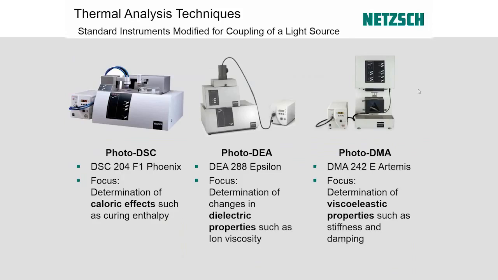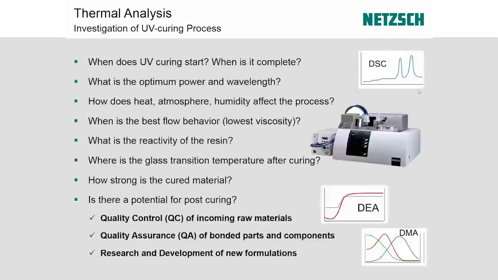So to that end, we have these three products. There's the Photo-DSC, that's differential scanning calorimeter, which gives you caloric effects. So that's the amount of heat given off on one of these cures. There's the Photo-DEA, which gives you changes in dielectric properties, but more importantly gives you very accurate information about the end of cure, how long it takes to cure a particular product. And then there's the Photo-DMA, which gives you thermomechanical information about your coatings and your UV curables as they go through their process.